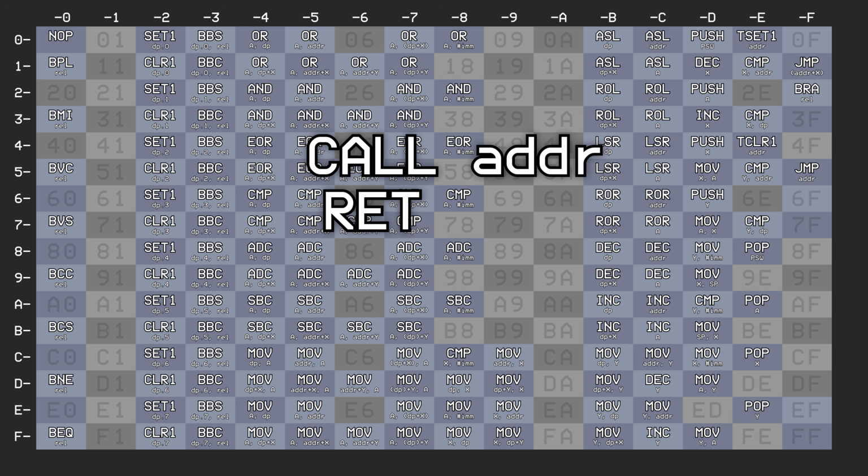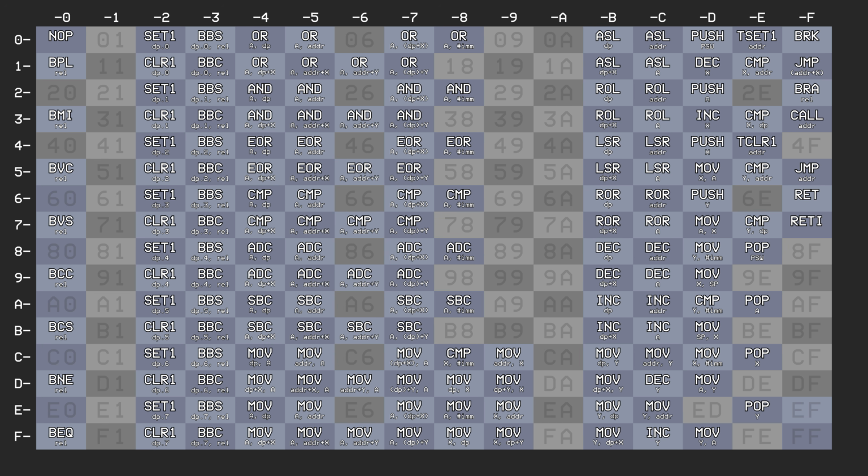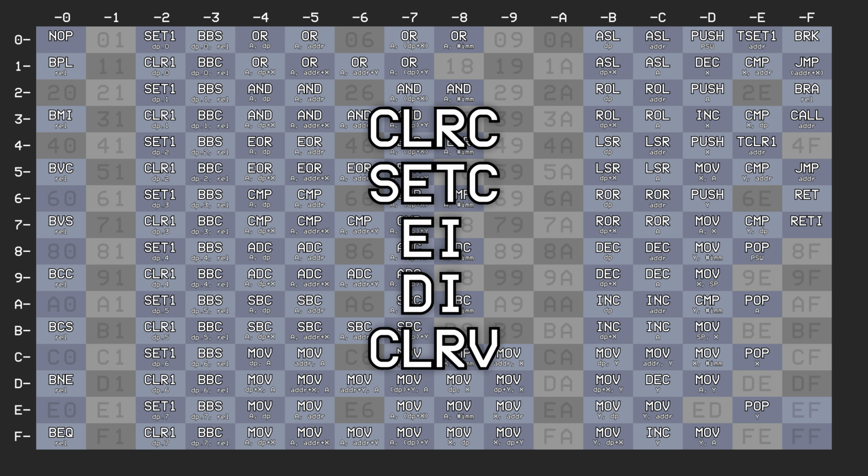Similarly, there is a break instruction, which fires a software interrupt that pushes the program counter and the PSW register to the stack. The ret-i instruction is used to undo this and return from an interrupt. There are 5 instructions to directly modify some of the flags in the PSW register. Note that the overflow flag can only be cleared and not set, and this clears the H flag as well.